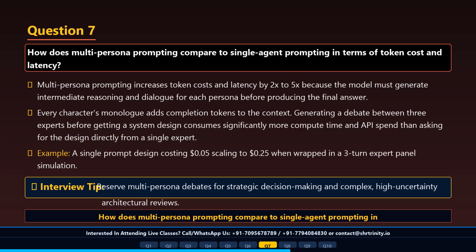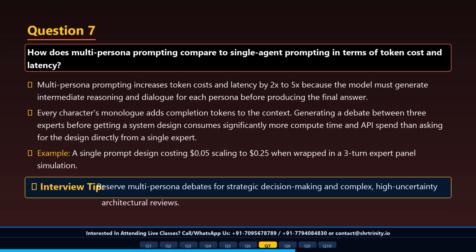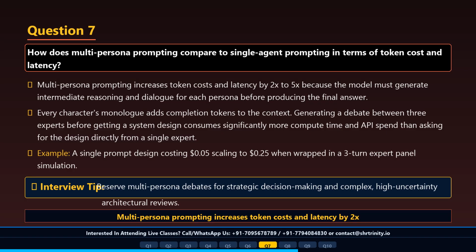Question 7. How does multi-persona prompting compare to single-agent prompting in terms of token cost and latency? Multi-persona prompting increases token costs and latency by 2x to 5x because the model must generate intermediate reasoning and dialogue for each persona before producing the final answer. Every character's monologue adds completion tokens to the context.